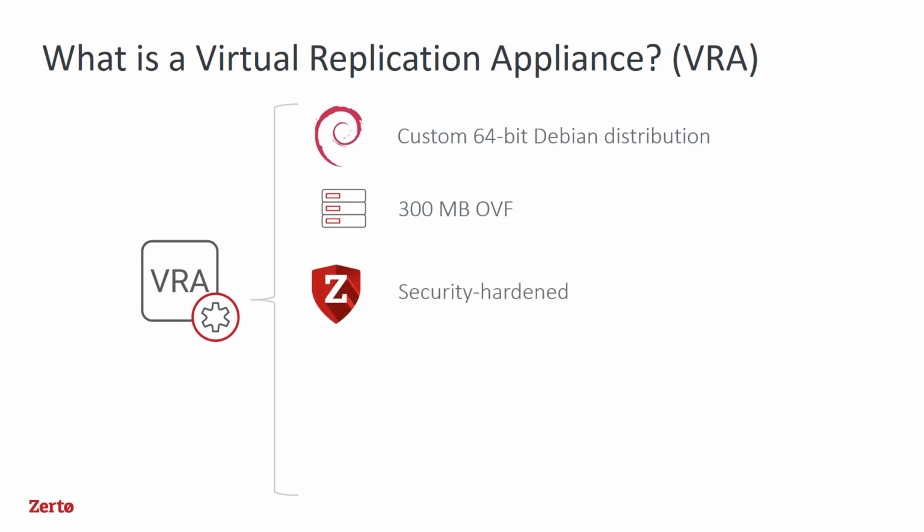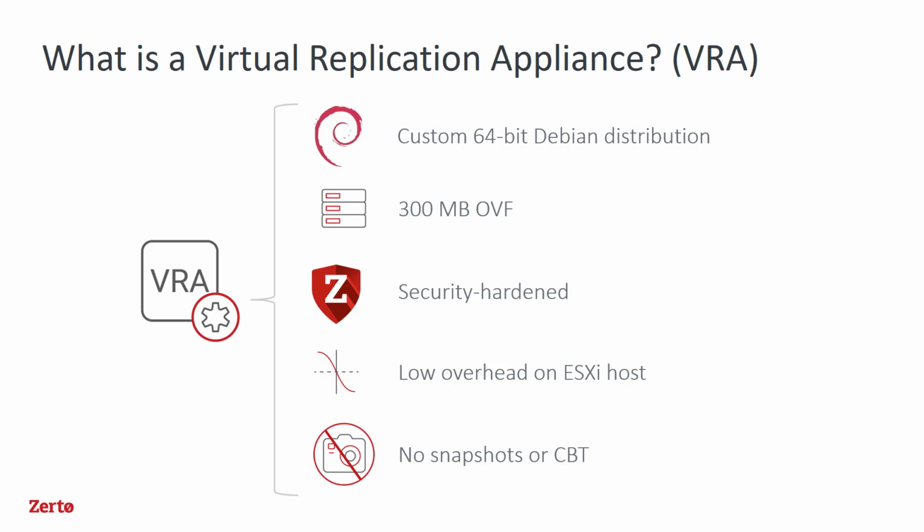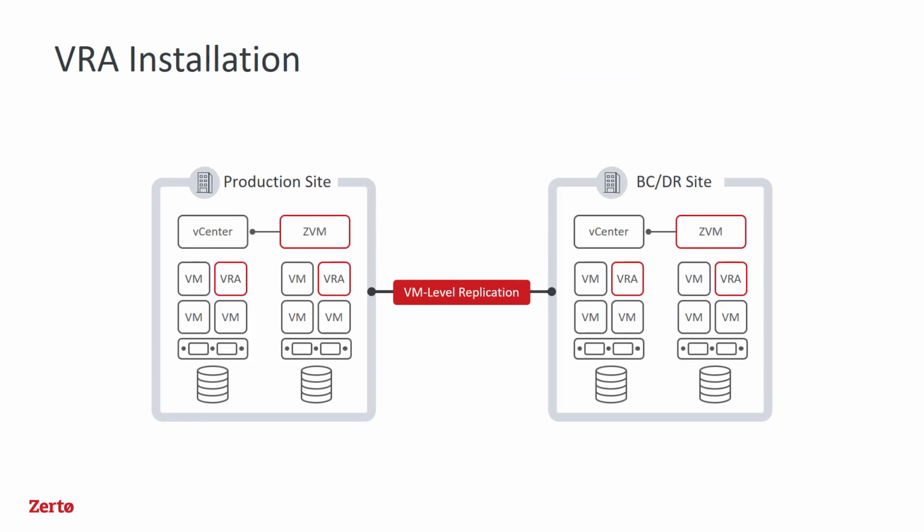It's designed with increased security and a small footprint in terms of disk, memory, and CPU requirements. The VRA creates a very small amount of overhead on the ESXi host, just 3 to 5% overall. Because replication is done without a snapshot or change block tracking mechanism, there's no negative impact on application performance. The VRA is deployed through the Zerto Virtual Manager and installs alongside the virtual machines already on your host.